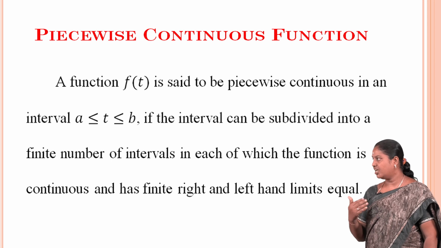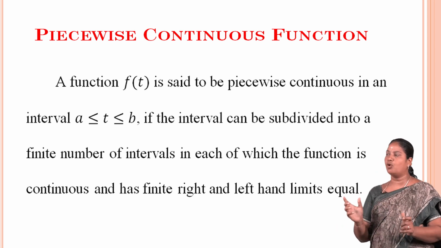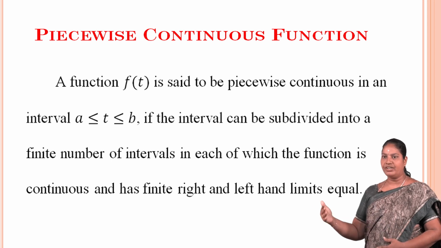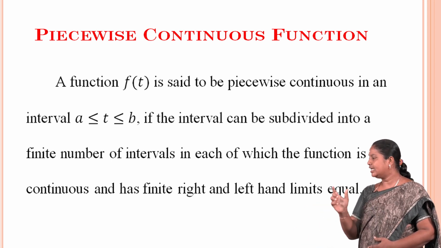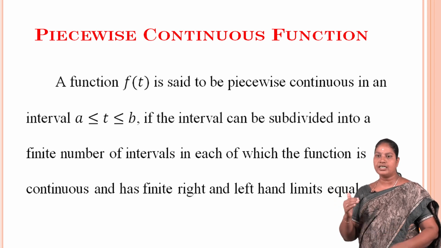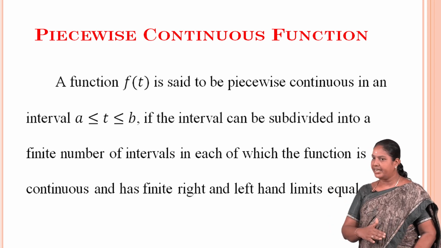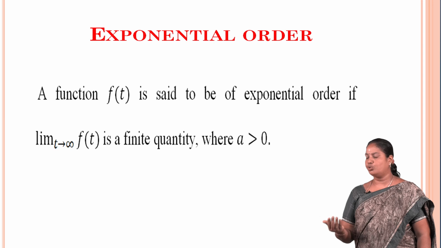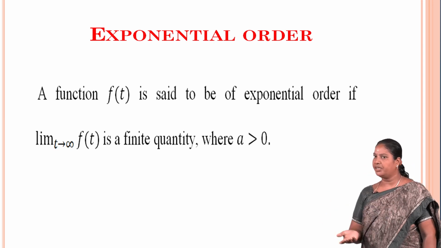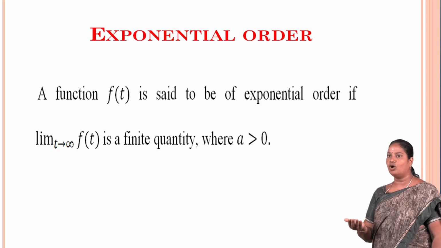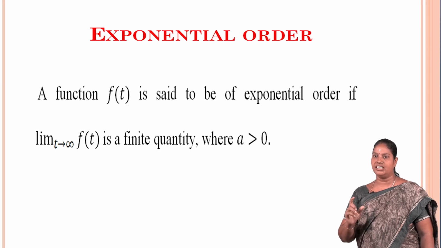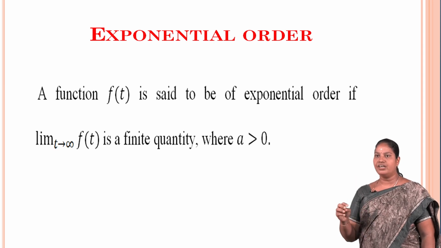A function f of t is said to be piecewise continuous in a closed bounded interval [a, b], that is a less than or equal to t less than or equal to b, if the interval can be subdivided into a finite number of subintervals, in each of which the function is continuous and has finite right and left hand limits. Then we move to the definition of exponential order. A function f of t is said to be of exponential order if limit t tends to infinity of e power minus a t f of t is a finite real number, whenever a is greater than 0.